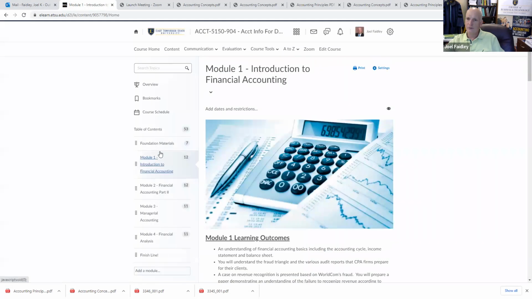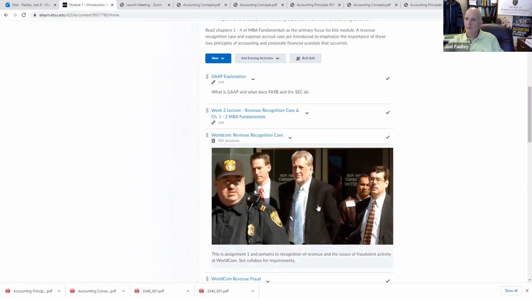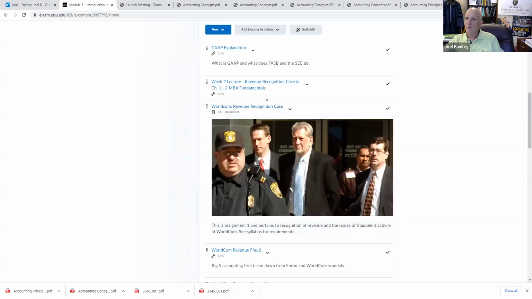And just briefly go through it. There's actually 4 modules in this class, not just the boot camp, but the actual ACCT 5150. The first module is about revenue recognition. And this is the WorldCom case.